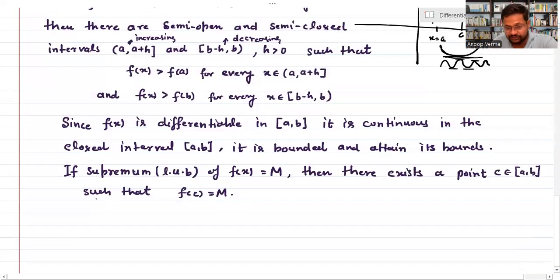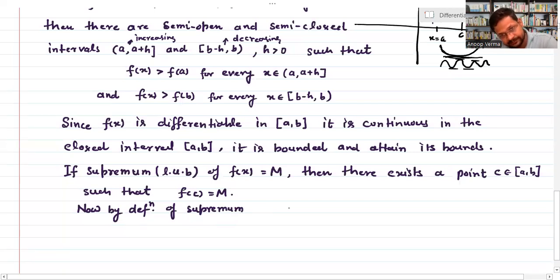Now the definition of the supremum, we know that if M is a supremum, it means every value of the function is always less than or equal to this capital M. So now by definition of supremum, for every x which is belonging to the closed interval a comma b, fx is less or equal to capital M. So this fx is less or equal to fc.